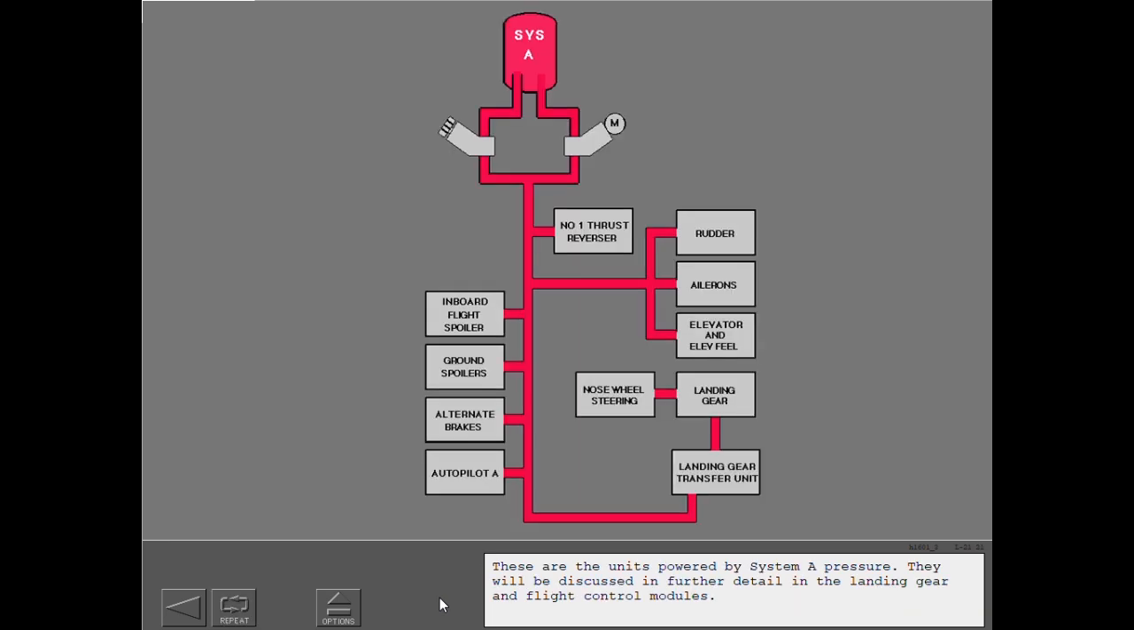These are the units powered by System A pressure. They will be discussed in further detail in the landing gear and flight control modules.